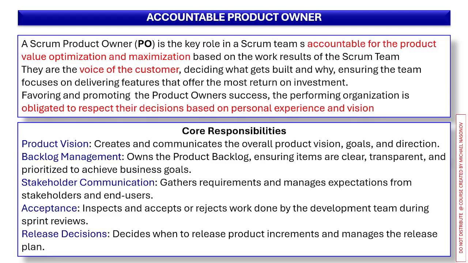Core responsibilities of the Scrum product owner: product vision, backlog management, stakeholder communication, acceptance. Most importantly, do not forget that the PO, or product owner, is responsible for inspection and acceptance or rejection of the work being done by the development team during sprint reviews, and the release decision.